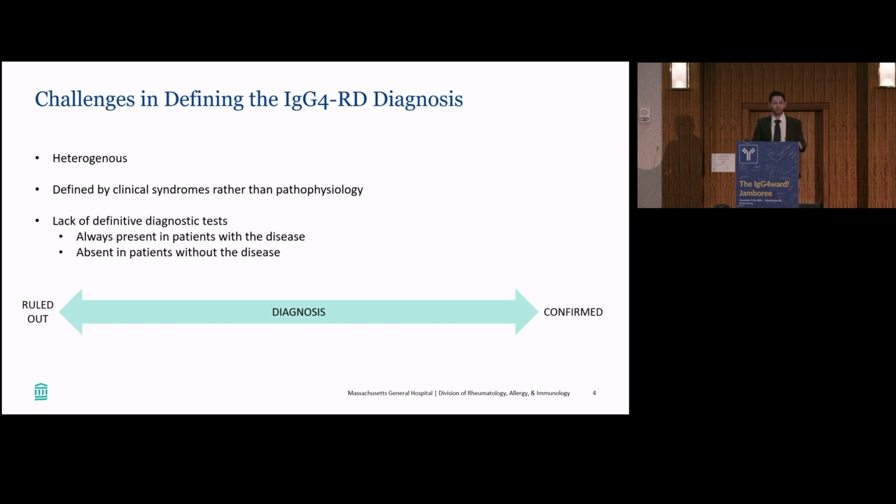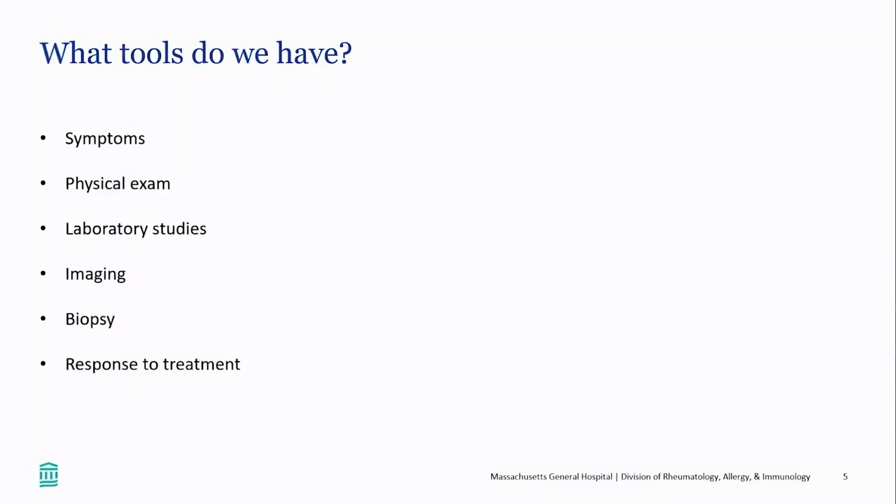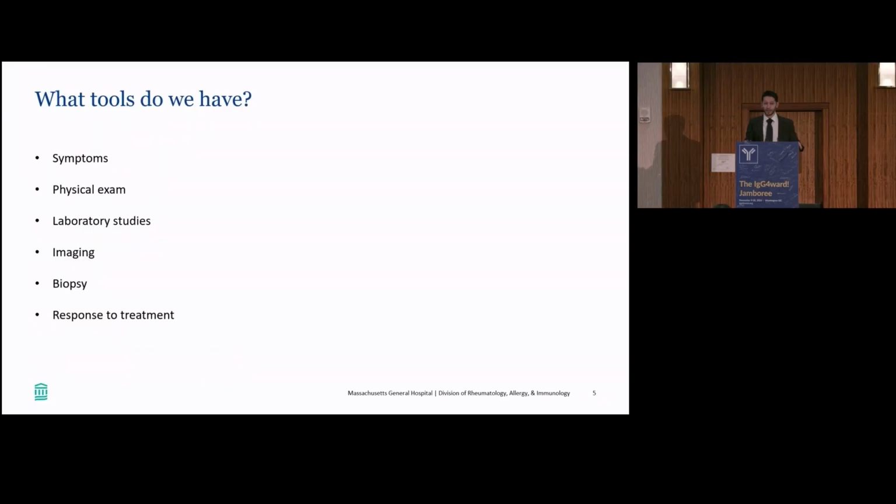But we have so many tools available to us that in many cases, or in most cases, we're able to get close enough to the right side that we feel very confident that we have the right diagnosis. So what are those tools? We think about people's symptoms, physical exam findings, laboratory findings, imaging findings. Biopsies are part of the diagnostic process in most people. And then we also have response to treatment as a diagnostic test. So let's talk a little bit more about all of these.